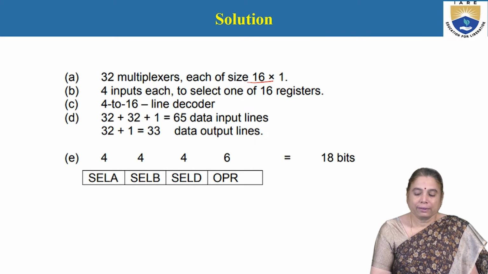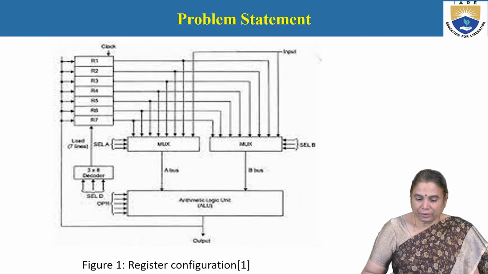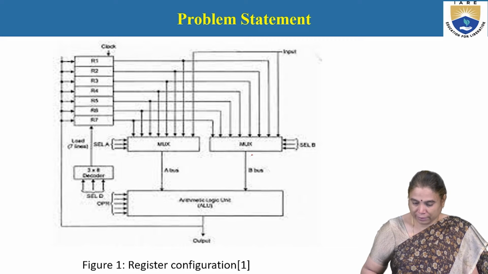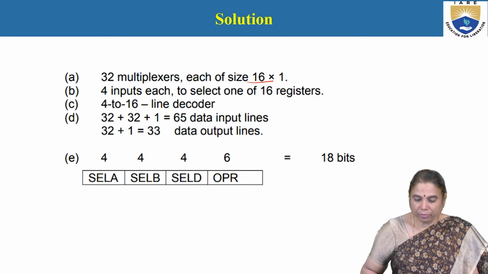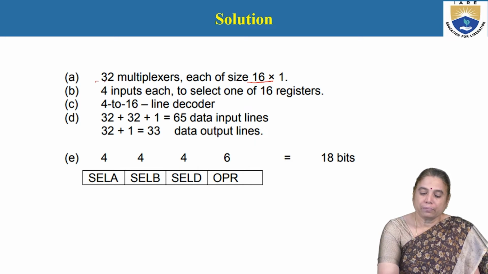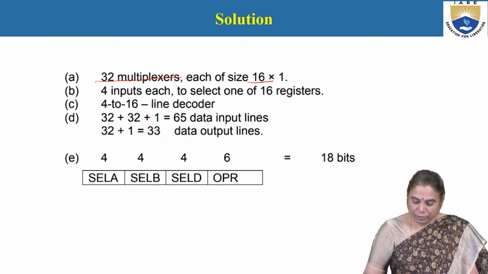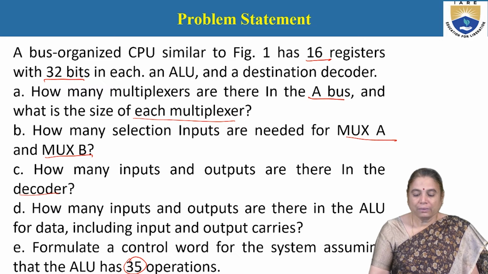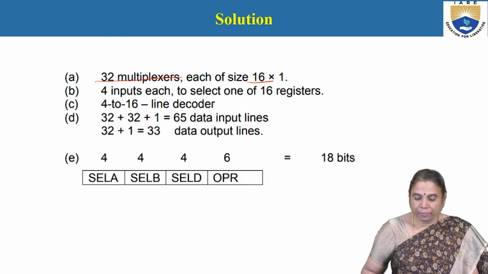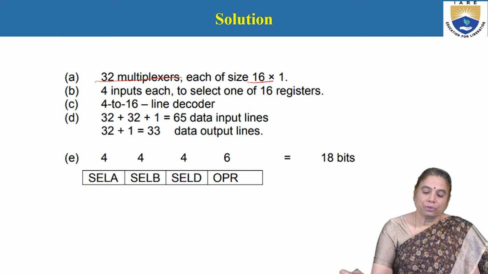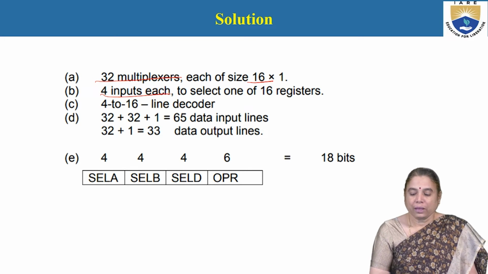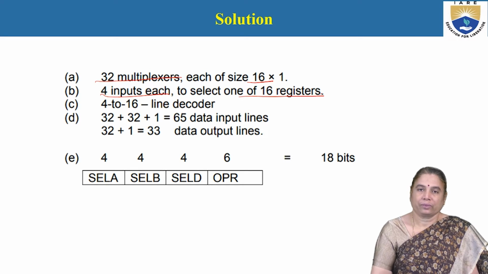The multiplexer can receive 16 inputs and give only one output. These registers can be connected with 2 multiplexers. All these are 32 bit registers, so 32 multiplexers are required. And how many selection inputs are needed for MUX A and MUX B? To select one of the 16 registers, 4 inputs are required, since 2 power 4 is 16.